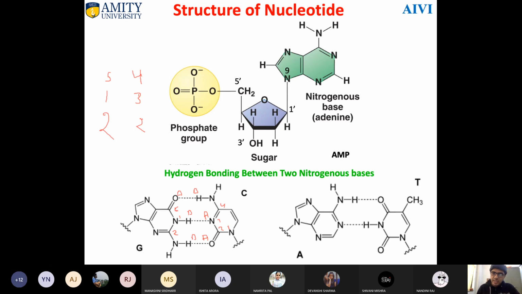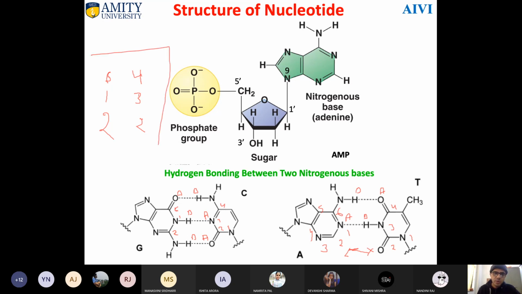And in case of A and T, you again need to remember the numbering. This is 1, this is 2, this is 3, this is 4, this is 5, this is 6. Sorry, this is not 5, this is 6. So again 6, 1, 2, and here again 1, 2, 3, 4, so 4, 3, 2. These are the sides which are going to be in front of each other. Here this is going to be acceptor, this is donor, this is acceptor, this is donor. Okay, so this one can't form any bond because in front of this there is no donor. That's the reason they form only 2 hydrogen bonds, whereas GC forms 3 hydrogen bonds.